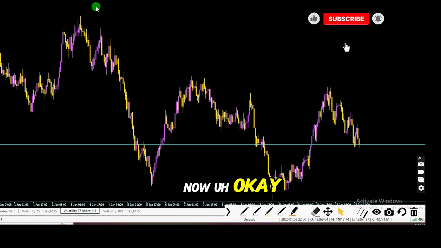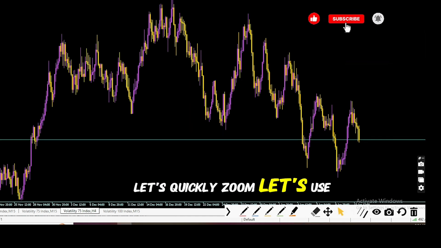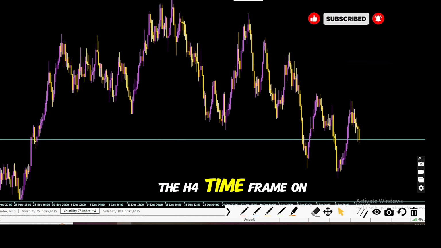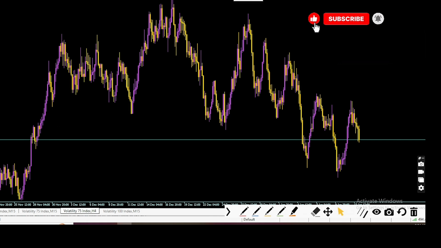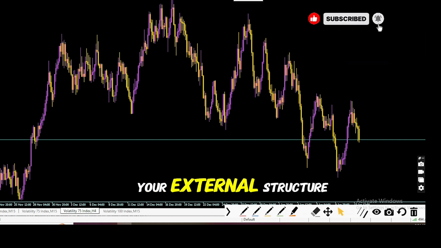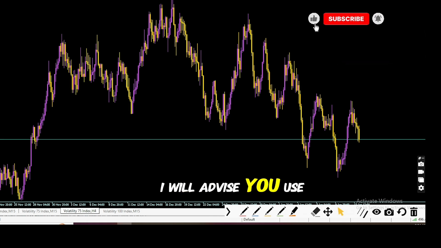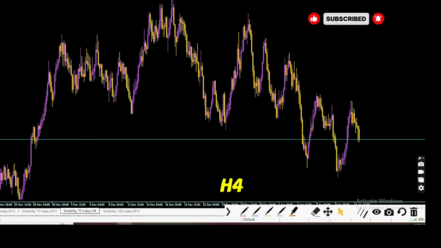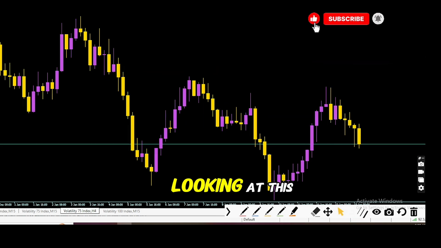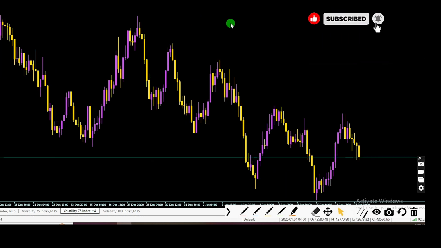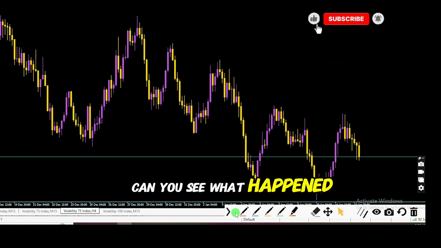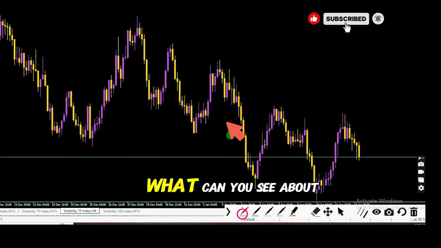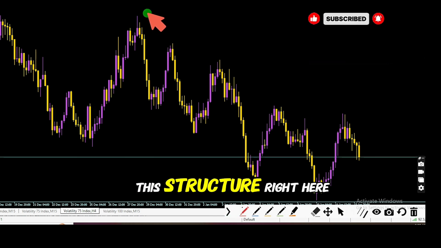Okay, let's quickly zoom. Let's use the H4 time frame on this. When you want to mark your external structure, I will advise you use either your daily or your H4 or your H1. So now, looking at this, can you see what happened here? What can you say about this structure?